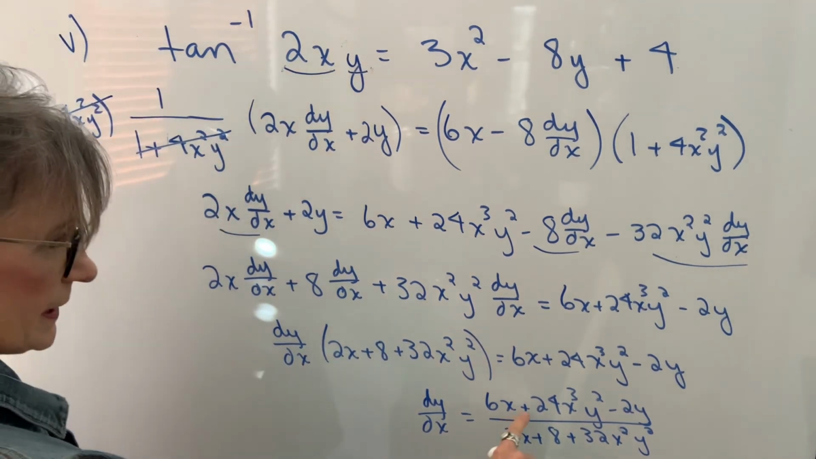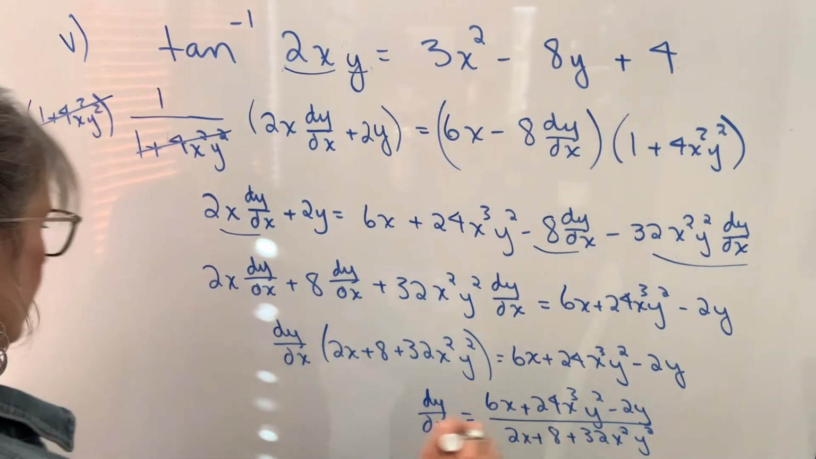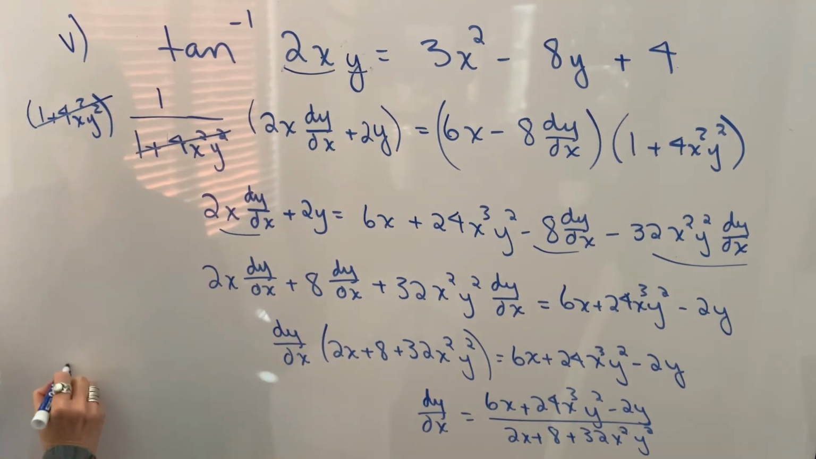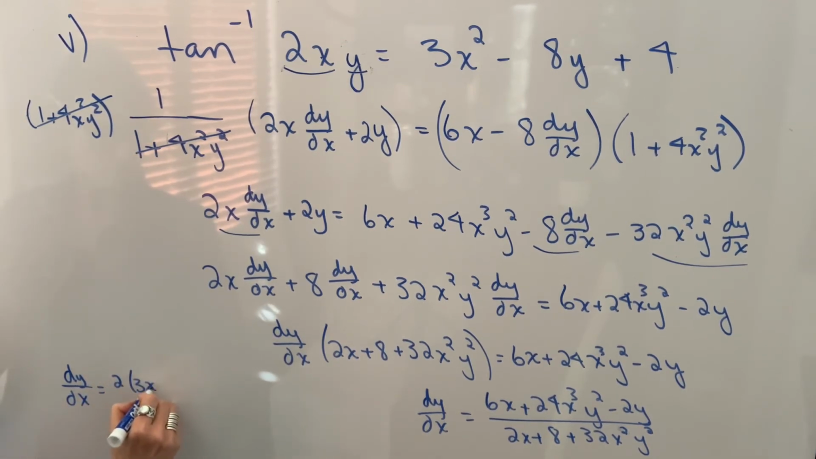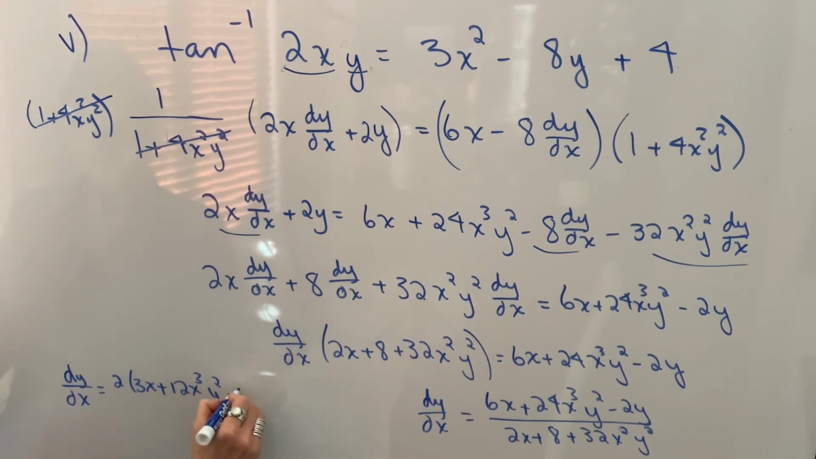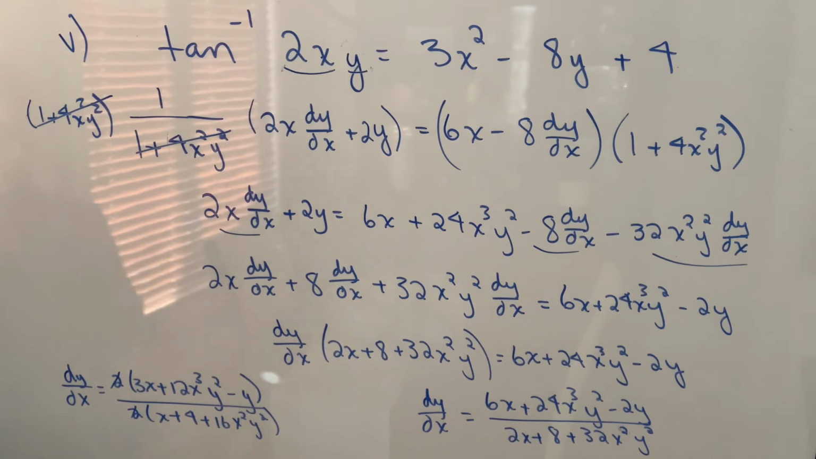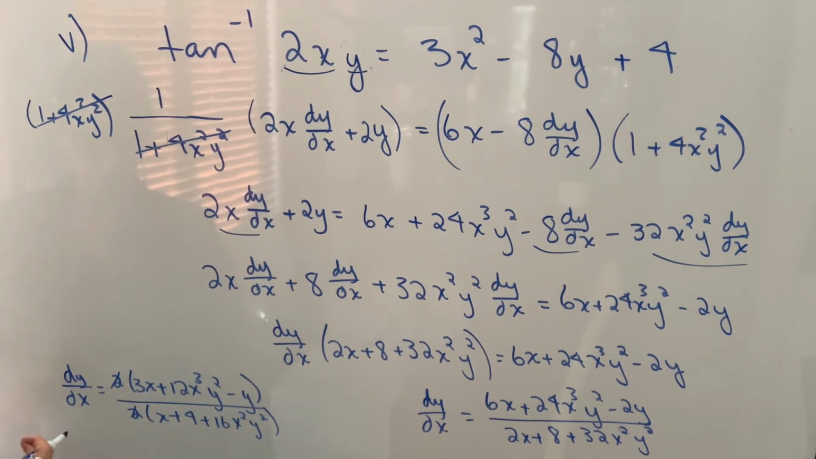Now I do notice that I have a common factor of 2 in the numerator and the denominator, so I could factor out that 2. And then when I cancel that factor out, I'm going to have my simplified answer.